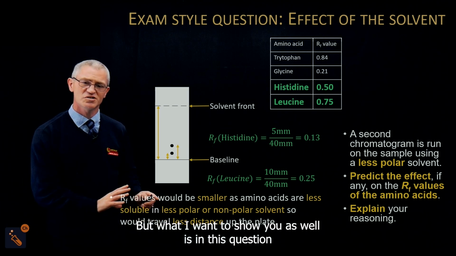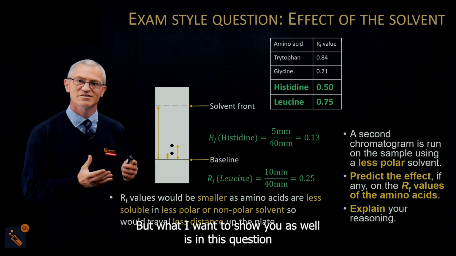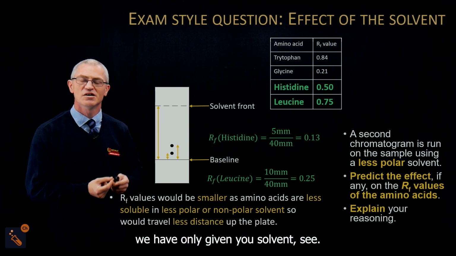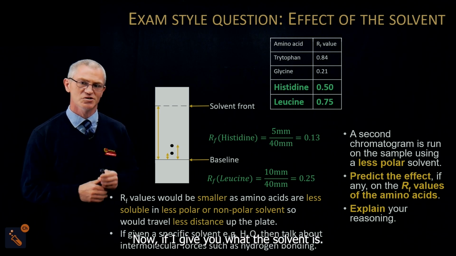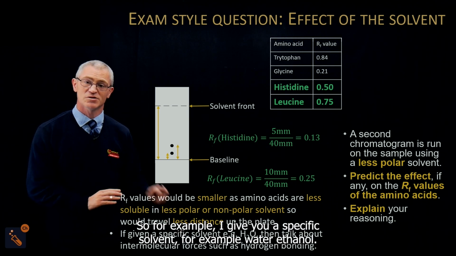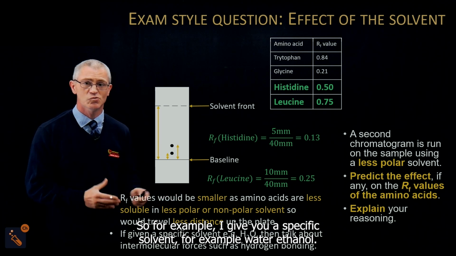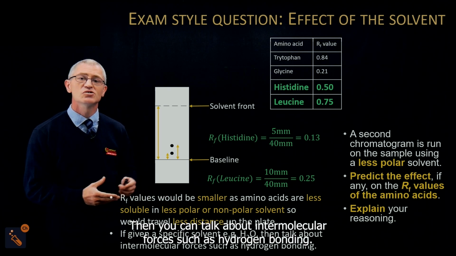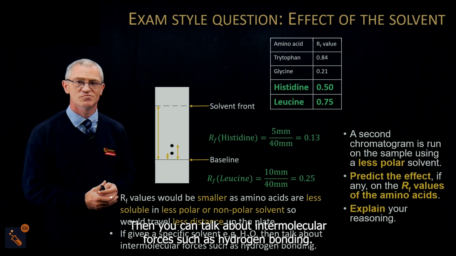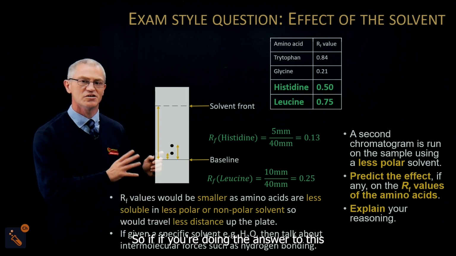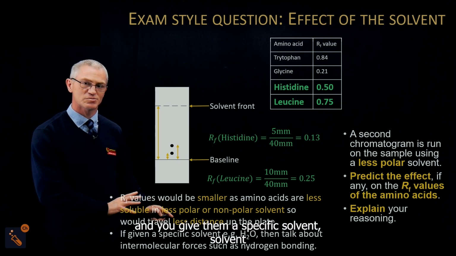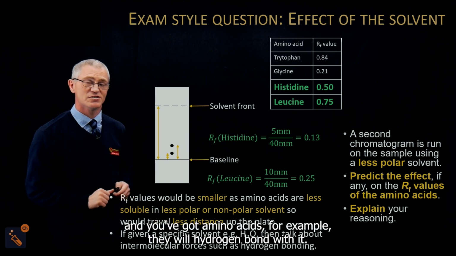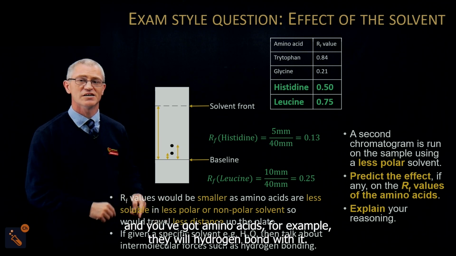Okay, but what I want to show you as well is that in this question we have only given you solvent C. So we haven't told you what the solvent is. Now, if I give you what the solvent is, so for example, I give you a specific solvent, for example, water, ethanol, then you can talk about intermolecular forces such as hydrogen bonding, and you have to add that to your answer. So if you're doing the answer to this and you're given a specific solvent and you've got amino acids, for example, they will hydrogen bond with it, and that's their attraction.